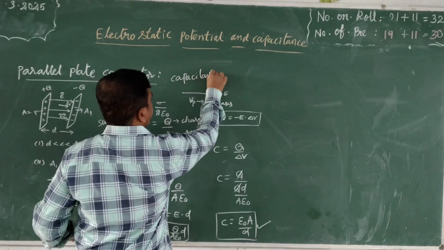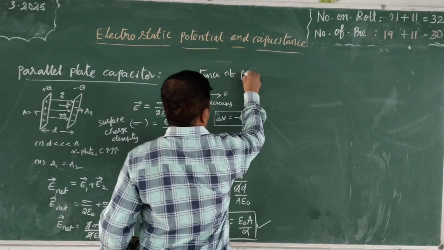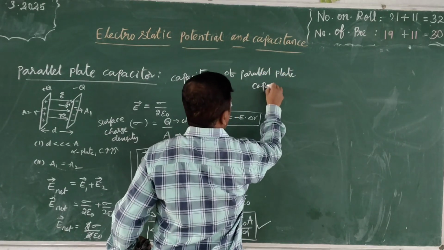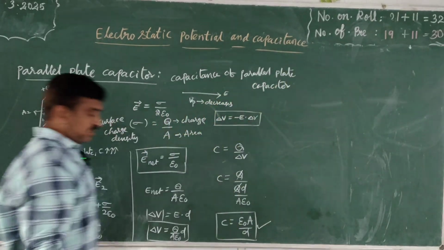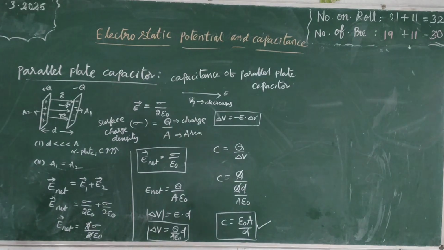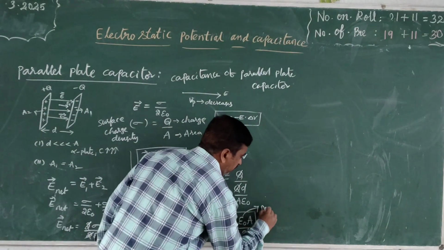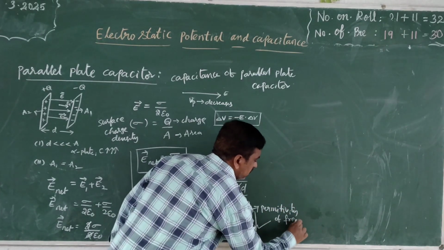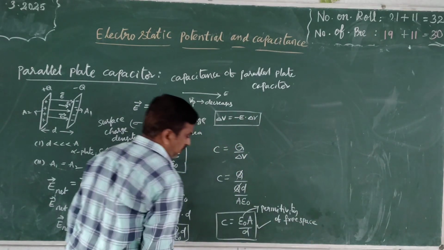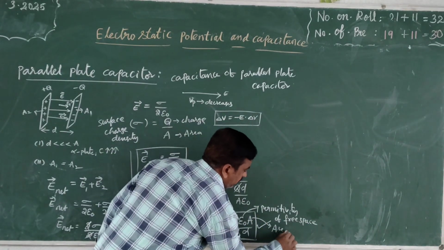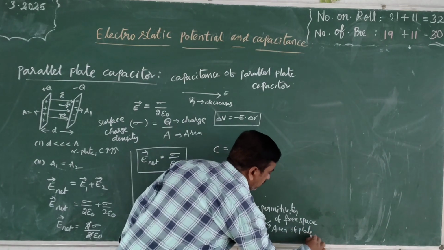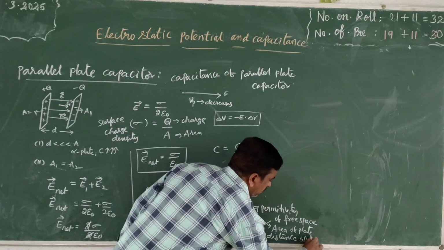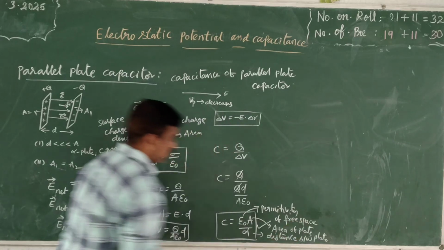Capacitance of parallel plate capacitor. See, the capacitance of a parallel plate capacitor is C equal to epsilon naught A by D. Here epsilon naught means permittivity of free space. A means area of the plate. D means distance between the plates. These are the terms related to capacitance.